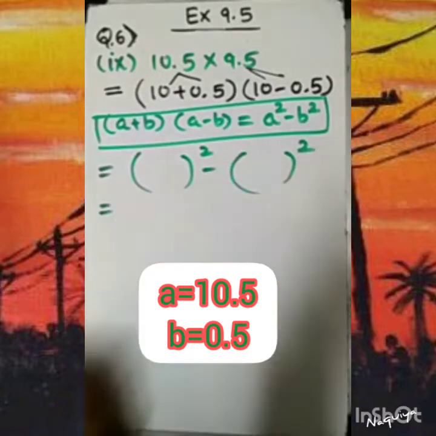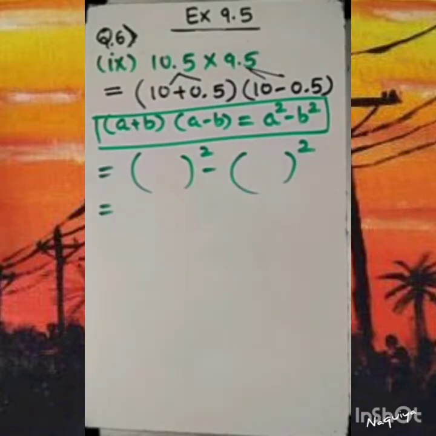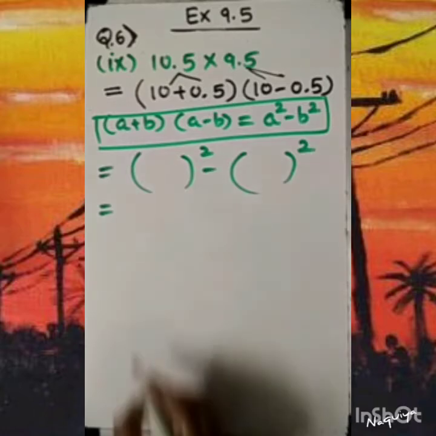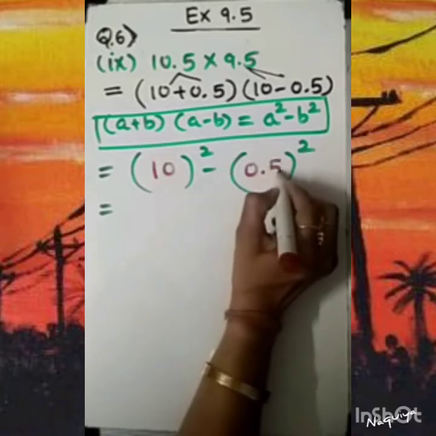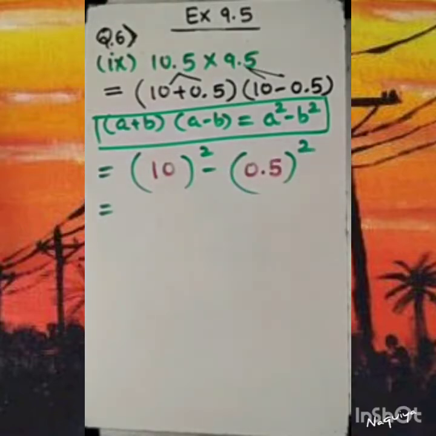Clear to you? What is a according to this? Of course a will be 10. I need to write here 10. What is b? Then b will be 0.5. Clear to you? So next step, what should I write here?